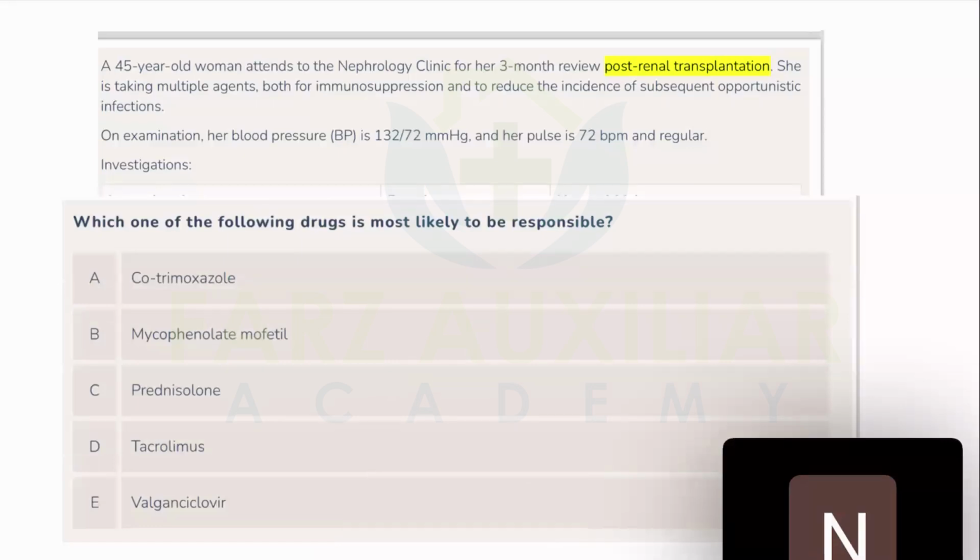These are the only two drugs which have come related to this topic. That drug was cyclosporine. Here the answer is tacrolimus. Cyclosporine and tacrolimus are the two drugs which they usually ask in the question. There are lots of other drugs in post-renal transplant which can create this, but in MRCP, cyclosporine and tacrolimus are the most common.